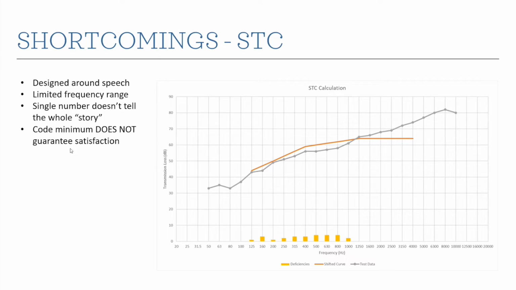So also going back to that original quote, right? The code minimum does not guarantee satisfaction. Part of that is because of this limited frequency range. If you have a noise source that's making significant sound outside that frequency range, STC rating isn't necessarily going to help with it. But also if you have something that's particularly loud, like a spin class or something, the code minimum might not do it. Or if you have high expectations for sound reduction, like in high-end condominiums, the code minimum, it's a minimum. It's not necessarily enough to meet those expectations.